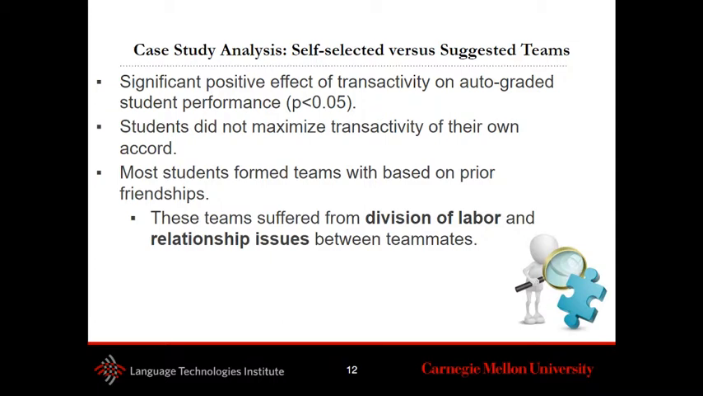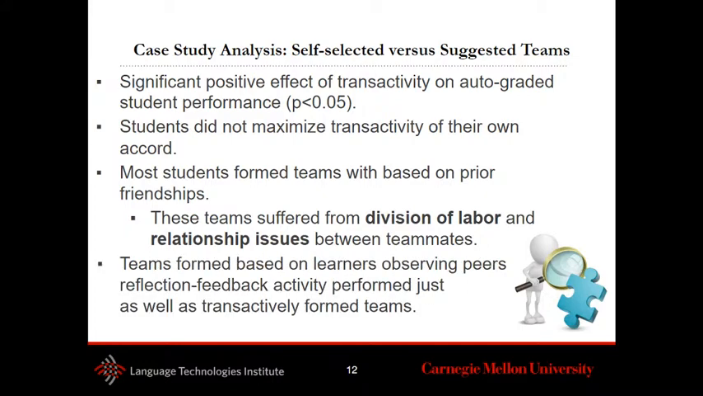Those that assigned themselves to teams with their friends did the most poorly on the project. They also reported lots of problems with division of labor and relationship issues. So the transactivity formed teams performed best. However, the teams that were formed based on observation of how smart students were or what their good work ethic was were not significantly lower.